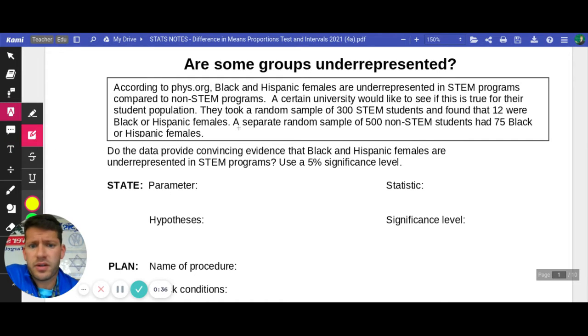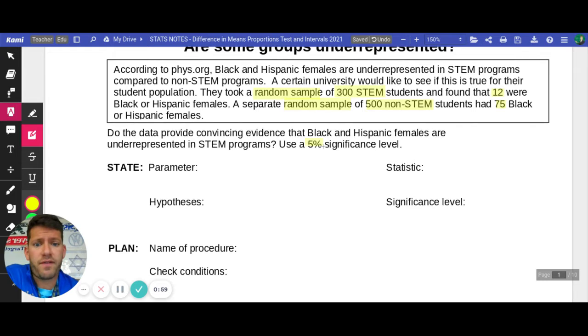There are some keywords here. We got a random sample of 300 STEM students and found that 12 were Black or Hispanic females. A separate random sample of 500 non-STEM students had 75. So we want to find out, does this data provide convincing evidence that Black and Hispanic females are underrepresented? We're using a 5% significance level.